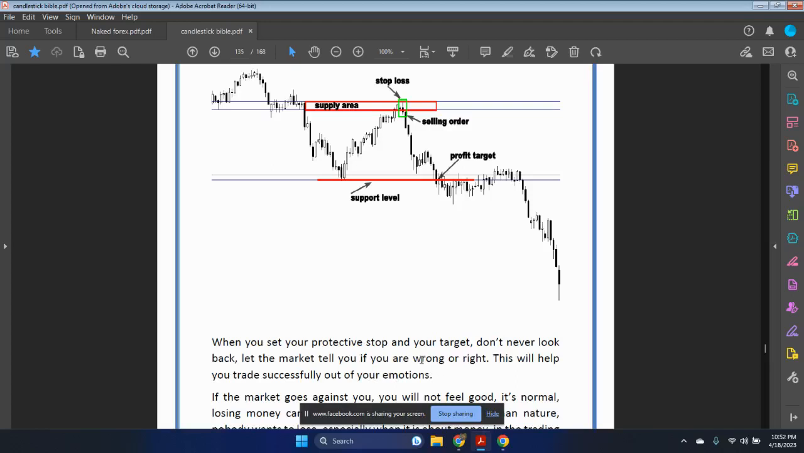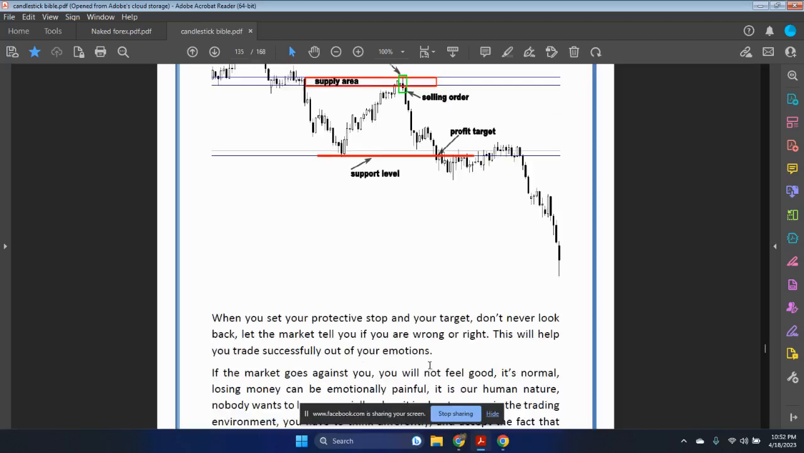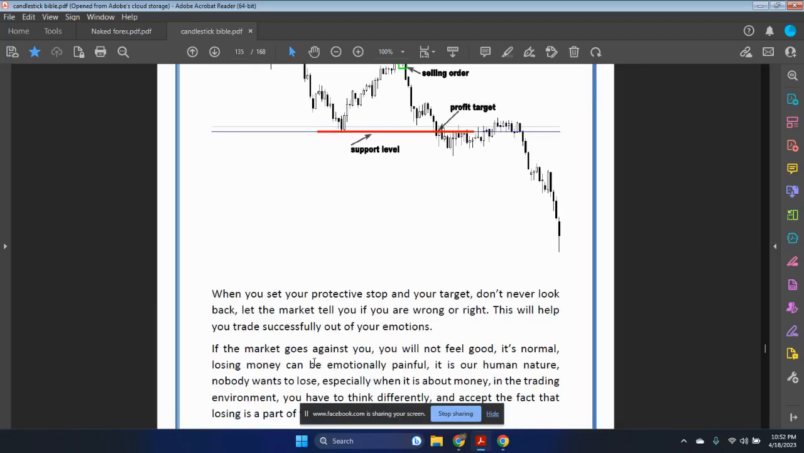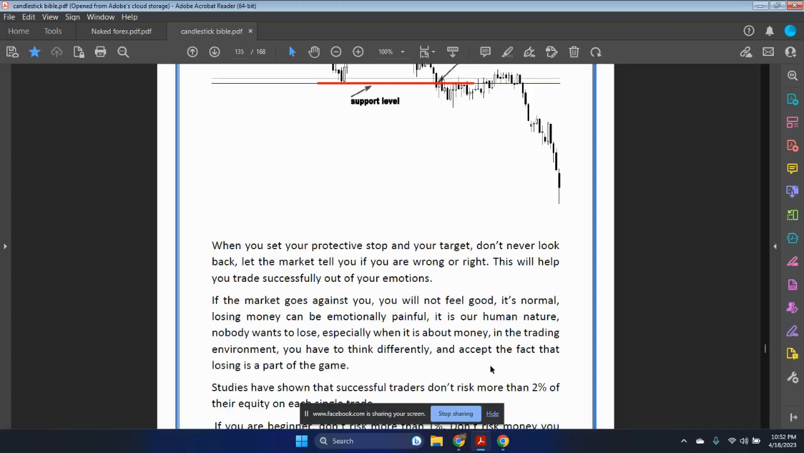I like this. If the market goes against you, you will not feel good. It's normal. Losing money can be emotionally painful. It's our human nature. Nobody wants to lose, especially when it's about money. In the trading environment, you have to think differently and accept the fact that losing is a part of the game.